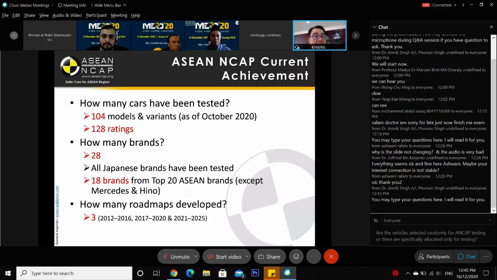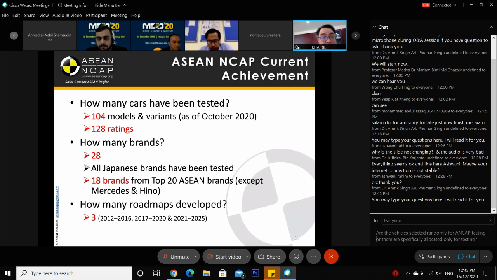So for ASEAN NCAP, we have already done so many tests. Crashing is a boring job now because almost every week we have crash tests, but it is very important. We have 104 models, and by variant we have 138 ratings. This means that some models have dual ratings, whether it's 4-star and 5-star, perhaps even 0 and 4-star. So it depends, you can check on the website. And we have 28 brands that we have tested already.